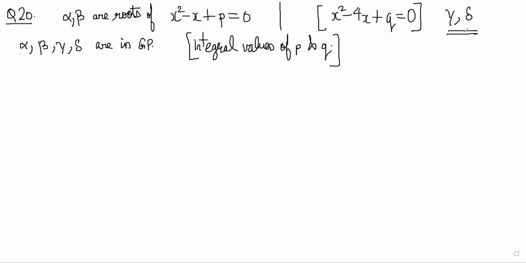Alpha, beta are roots of one equation. Gamma, delta are roots of another equation. And what is given is alpha, beta, gamma, delta are in GP, in that order. Yeah, in that order. If they have specified the order, then you don't have to worry about what is the other order. Okay. So in this order, they are in GP, and you have to find what are the possible integer values of P and Q. P and Q were the unknowns here.